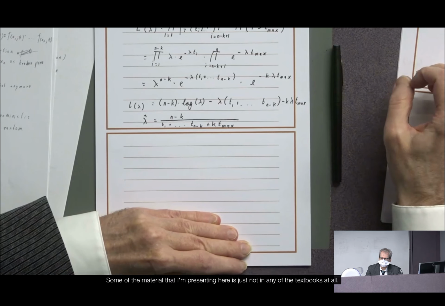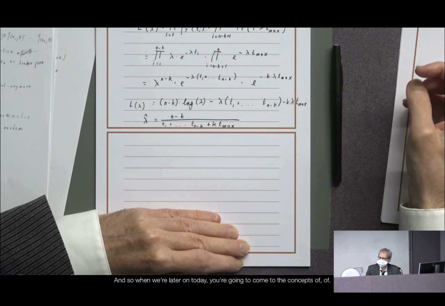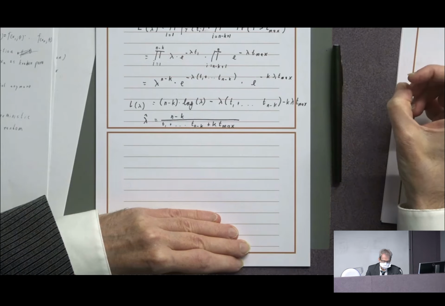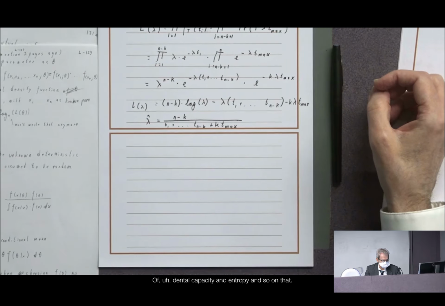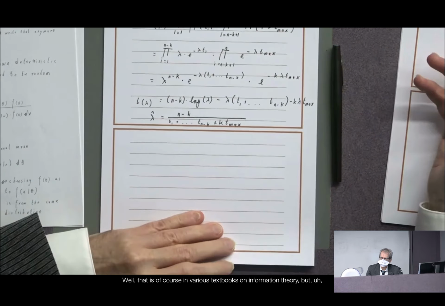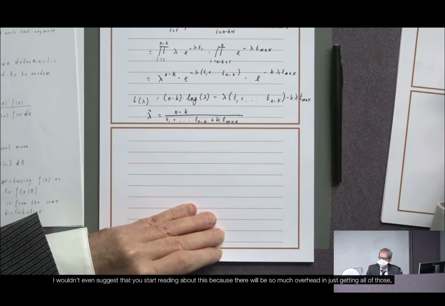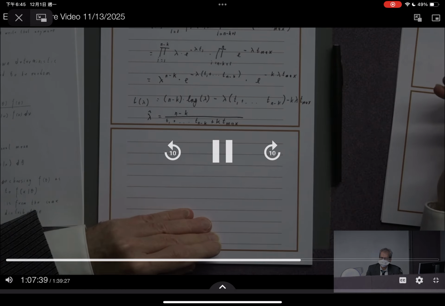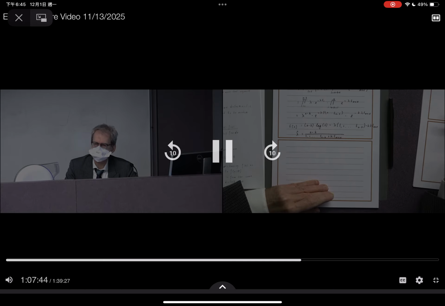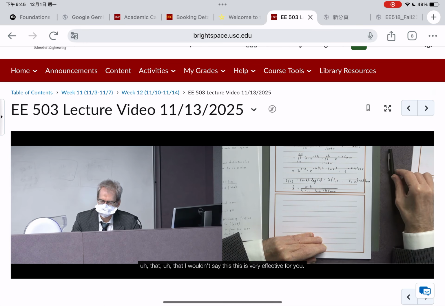Some of the material that I'm presenting here is just not in any of the textbooks at all. When we later today come to the concepts of general capacity and entropy and so on, that is of course in various textbooks on information theory, but I wouldn't even suggest that you start reading about this, because there will be so much overhead in getting all of those fundamentals just in order to read about 2-3 pages of the stuff that we're doing here, that I wouldn't say this is very effective for you.